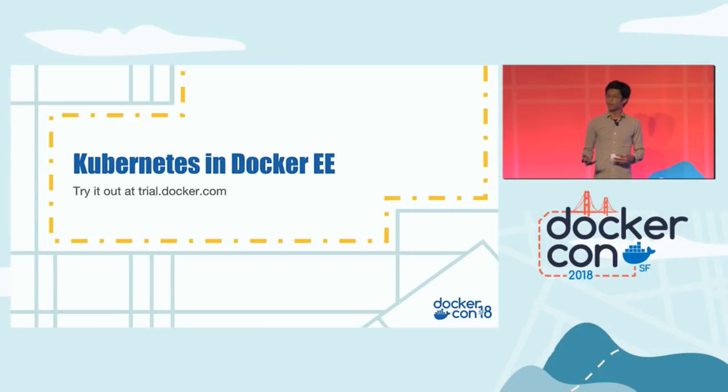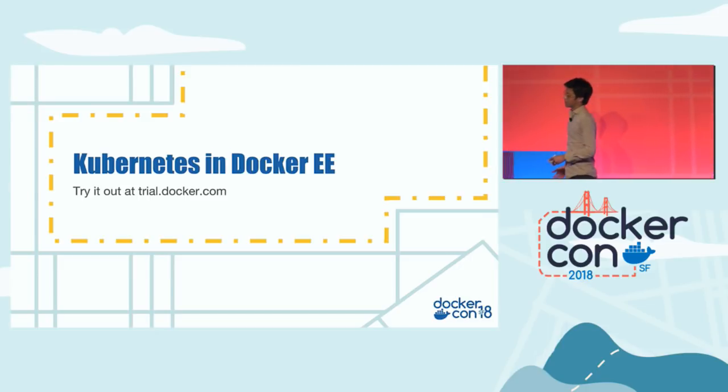And today I'm going to be talking a little bit about the ways that we've integrated Kubernetes in Docker EE 2.0. Before I begin, let me just say that everything that you see here today you can try out at trial.docker.com, where we have hosted AWS trials so you can get an EE cluster up for free within minutes if you want to try any of this out.